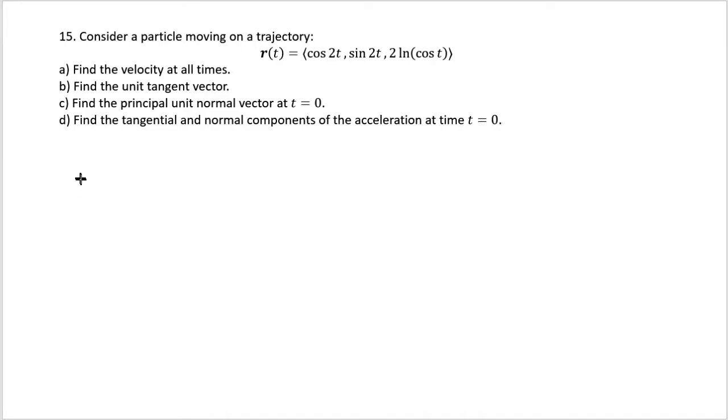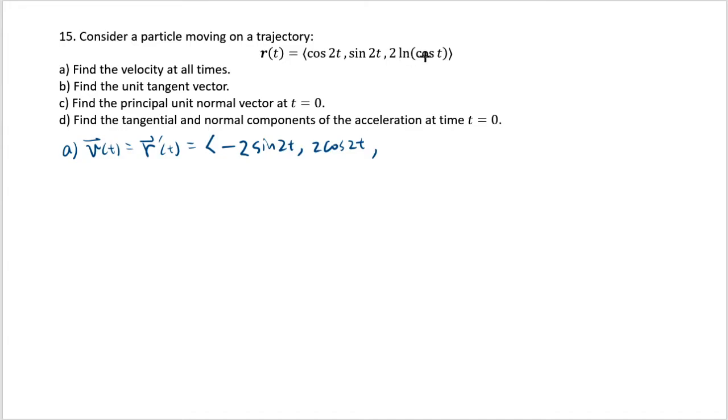Consider a particle moving on a trajectory, and it says find the velocity at all times. So let's find the velocity. Velocity is the derivative of the position. Differentiating cosine gives you a negative sign, and because 2t is nested, you have to use the chain rule. The derivative of 2t is 2. Derivative of sine is cosine, and then the derivative of 2t is 2.